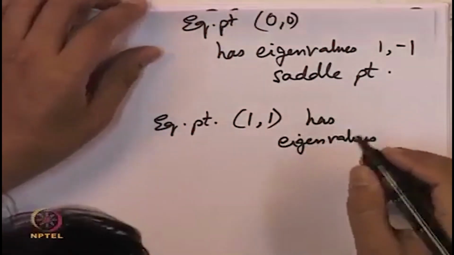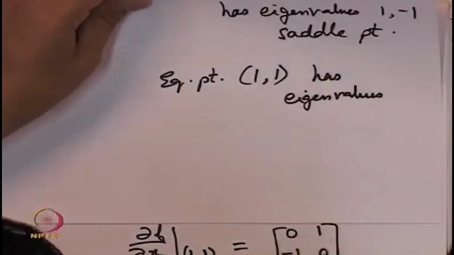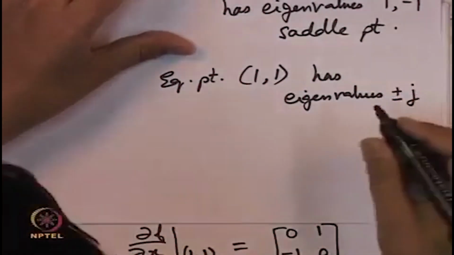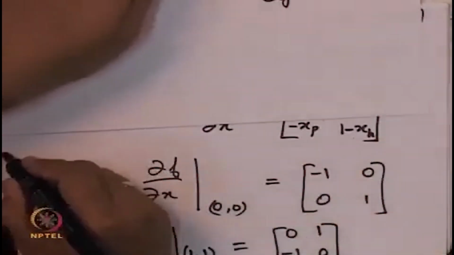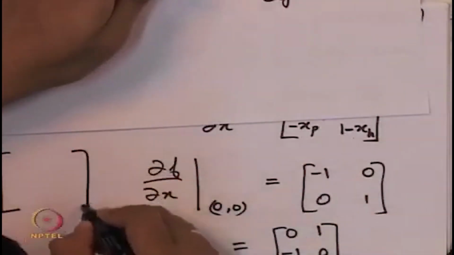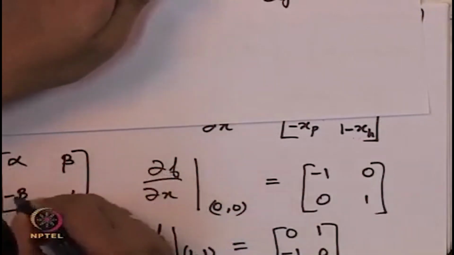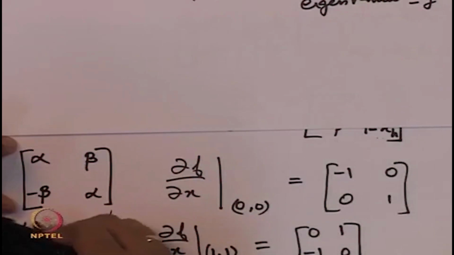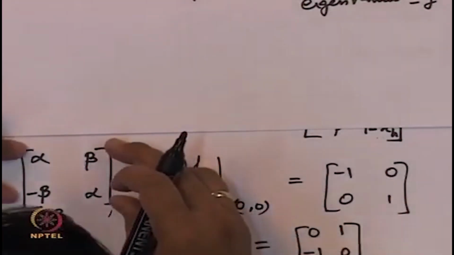What are the eigenvalues of the matrix? Of which matrix? Of this matrix. Eigenvalues of this matrix are plus minus j. As we noted in one of the first few lectures, if beta is not equal to 0, then the eigenvalues of this matrix are equal to alpha plus minus j beta. Yeah, the eigenvalues of such a matrix are complex.